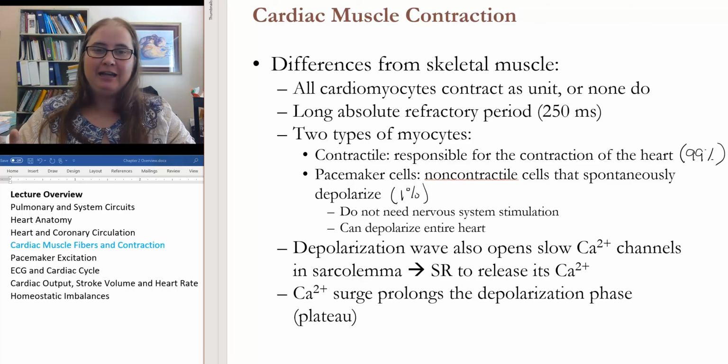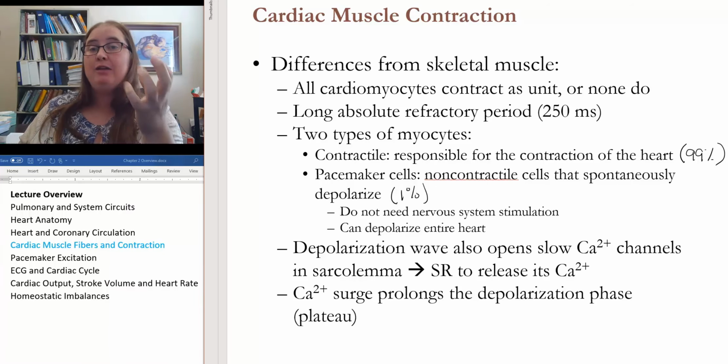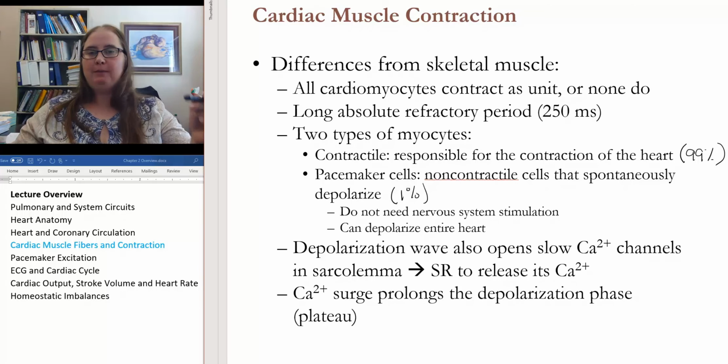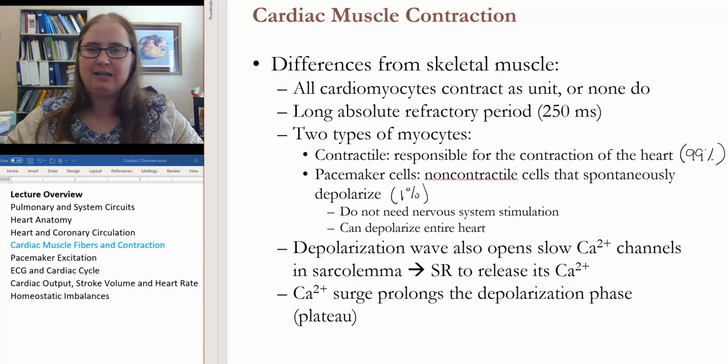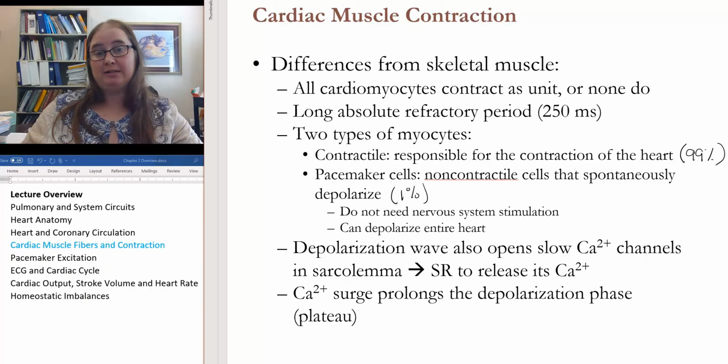Insane, right? You can take a heart out of a person and it will beat in your hand. And that is because of this pacemaker population. Again, we'll talk about that here in a few minutes. Actually, we're going to talk about that in the next video. I don't want to get too far away from this contractile population.